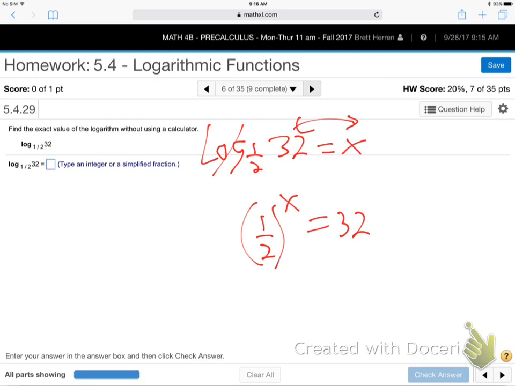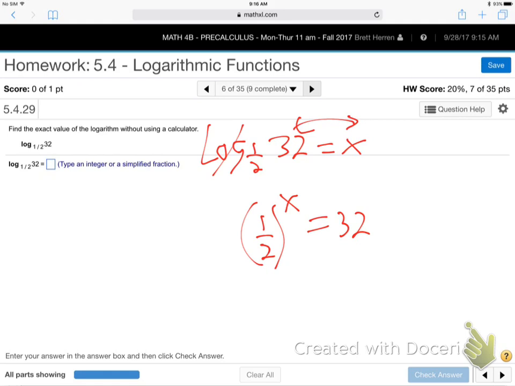That's weird. How can you take half to a power and get 32? How can you get bigger? Do you remember? See here, they're pushing us. How well do you remember your power rules? So I'm glad to remind you of all those. So let's talk about that.